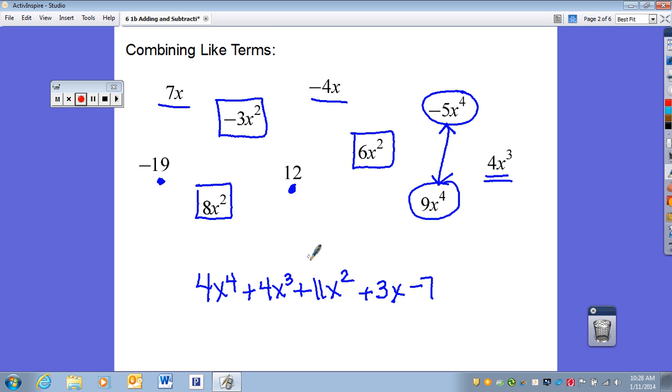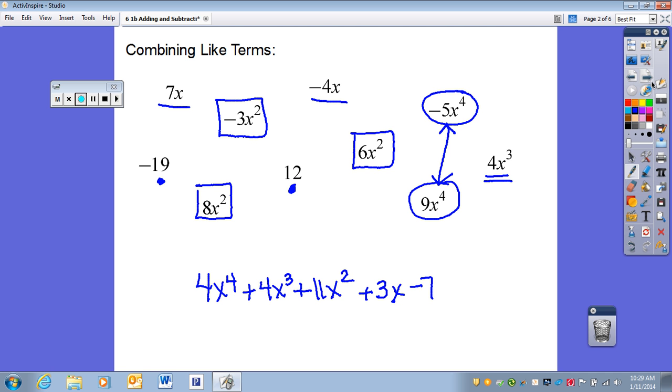When I combine like terms, I am adding or subtracting only the leading coefficient. The base remains the same, and the bases must be exactly alike in order to add them together. Same variable, same exponent.